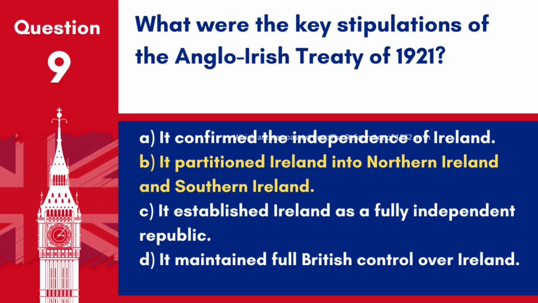Answer: B. It partitioned Ireland into Northern Ireland and Southern Ireland. The Anglo-Irish Treaty of 1921 led to the partition of Ireland, creating Northern Ireland, which remained part of the United Kingdom, and the Irish Free State, which had self-government.